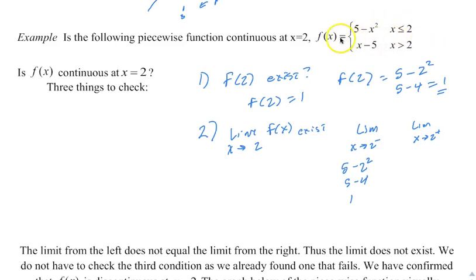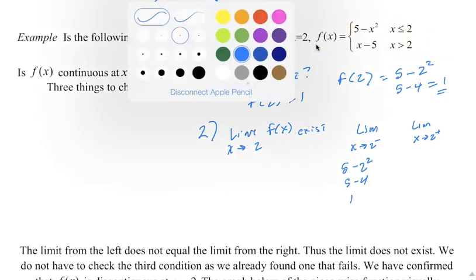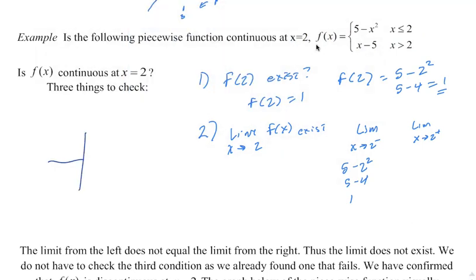The limit from the right would be on the right side of the graph. The graph looks something to this effect. When we're less than 2, we're a graph of 5 minus x squared, so that's an upside down parabola up at 5. After 2, we're a straight line of x minus 5, so you go down 5 and up 1 over 1. Now you can see from the graph it's not continuous, but we're going to continue on.